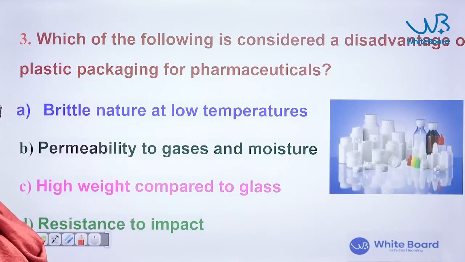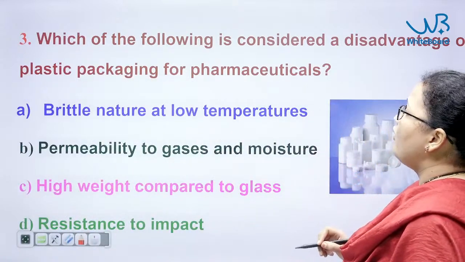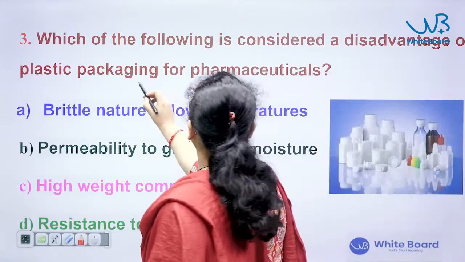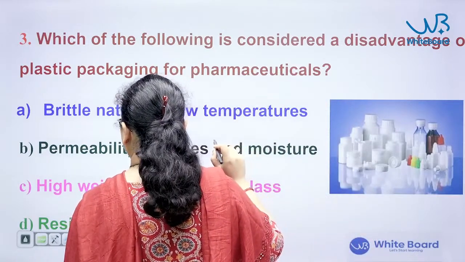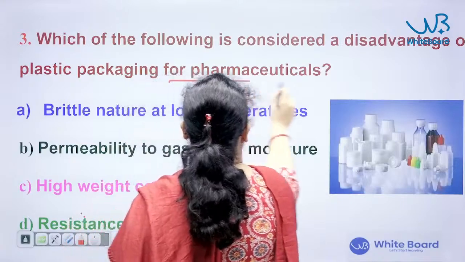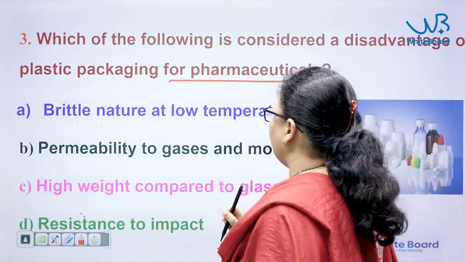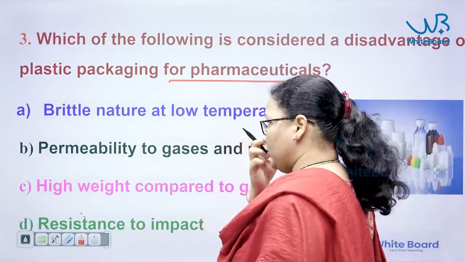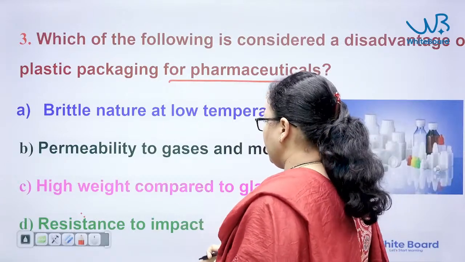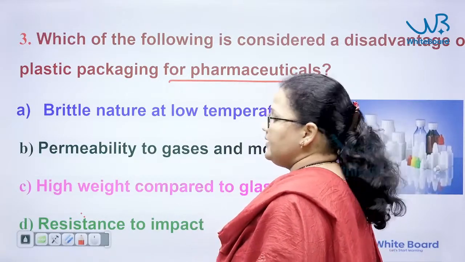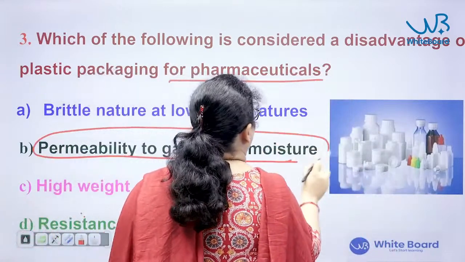Next, third question is, which of the following is considered a disadvantage of plastic packaging for pharmaceuticals? Okay. So, what is a disadvantage if you are packaging in a plastic? Brittle nature at low temperature? No. Permeability to gases and moisture? Yes. High weight compared to glass? No. Resistant to impact? No. So, the correct answer is permeability to gases and moisture.